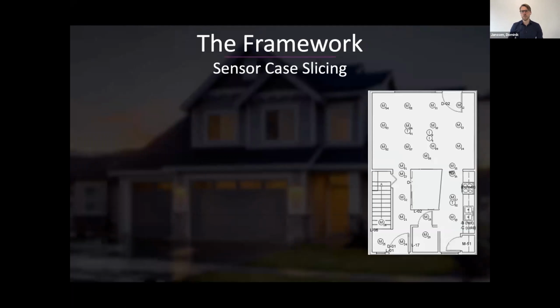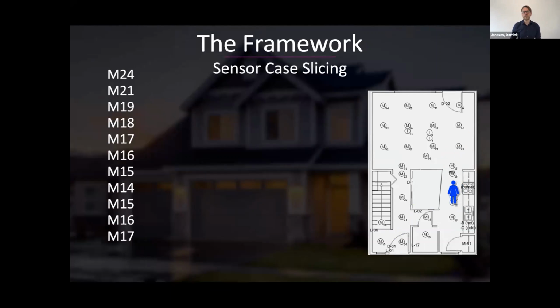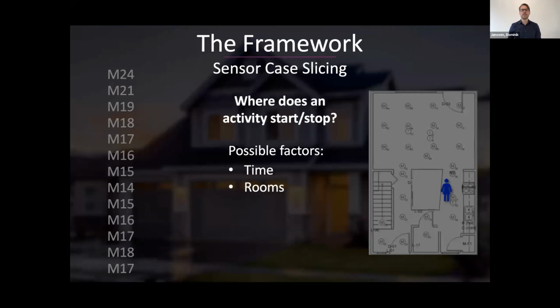Next up, there's one activity per case. We'll call this sensor case slicing. So we have a person moving around the house like this, generating a lot of events. And now the question is, where does an activity start and stop? Possible factors could be the passage of time, or rooms. Certain activities are bound to certain rooms, so cooking can usually only happen in the kitchen.